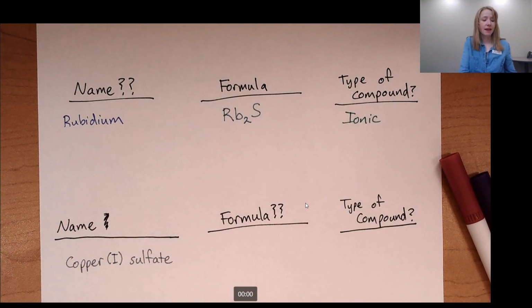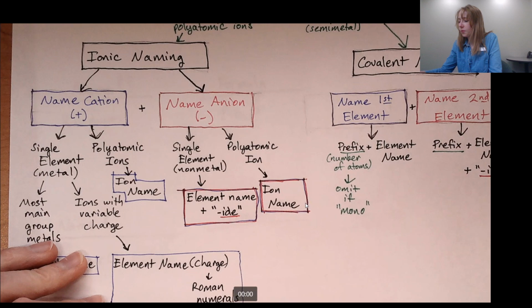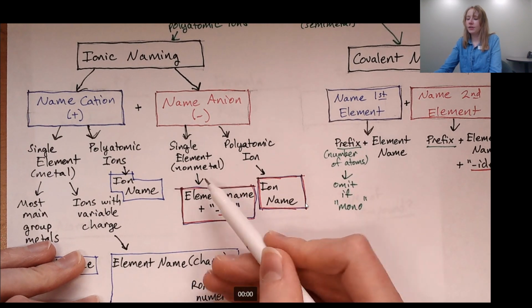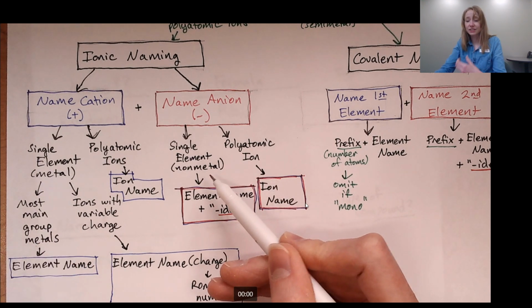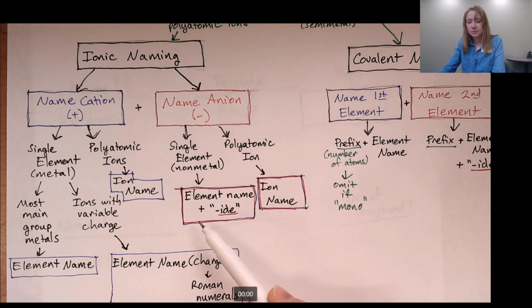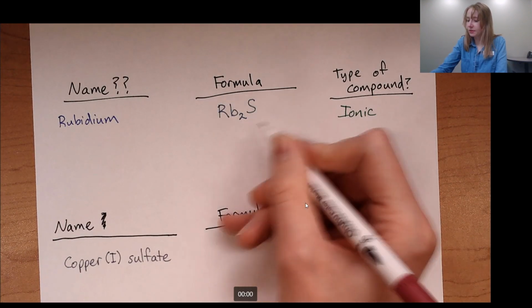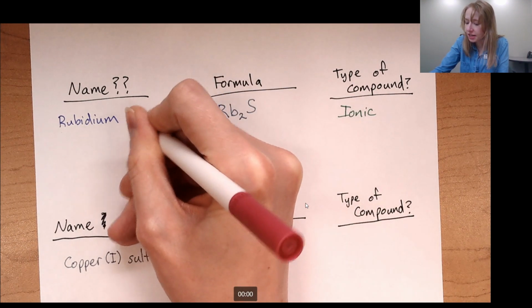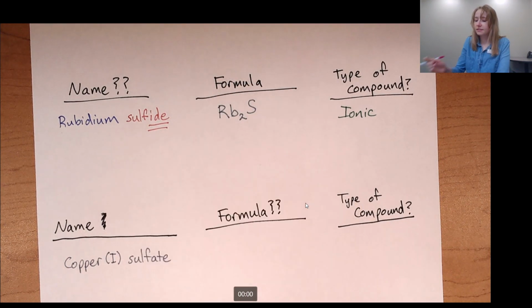All right, now we need to name the anion. If I go back to my flowchart, as with cations, we can have either an anion made up of a single element, or we might have a polyatomic ion. But we just have sulfur here, so we're going to look at a single element ion. And to name that, all we need to do is write the element name and change the suffix to IDE. So sulfur is my element, but I'm going to change that ending to IDE so I get sulfide. And so that's the name there.